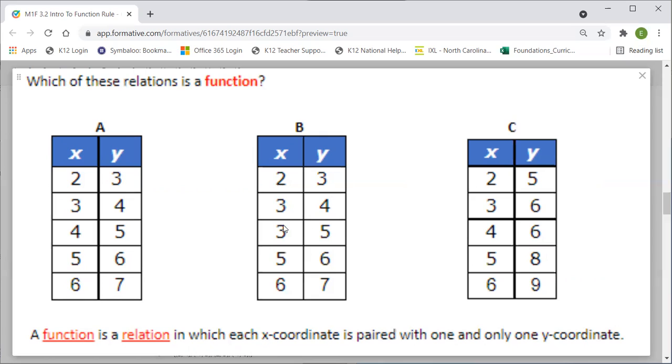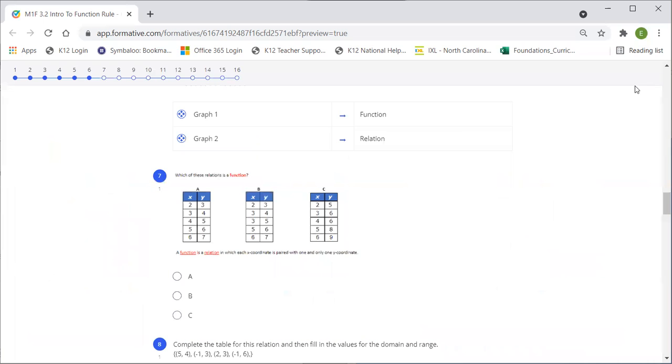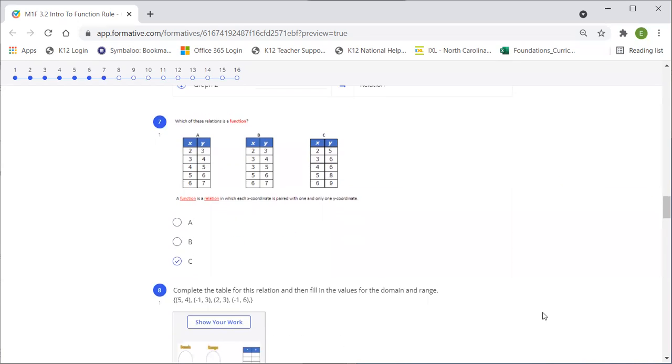Okay, B here has a repeated 2, so that is not a function. Okay, and then last but not least, this one is also a function. Okay, so it should actually be A and C because this one does not repeat itself. Okay, I will make sure that when you guys go through, you can actually click both of those, but it should be both of them because those x values do not repeat.